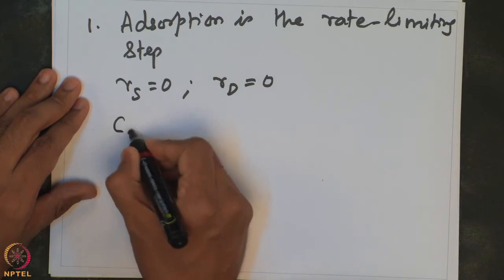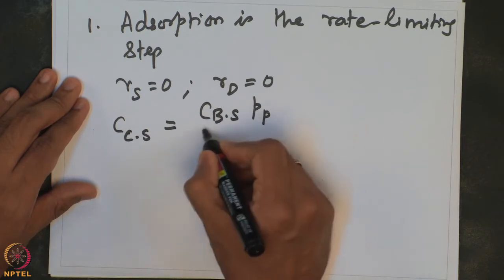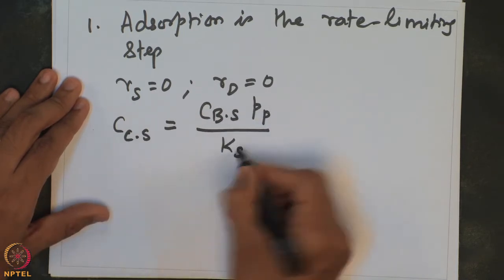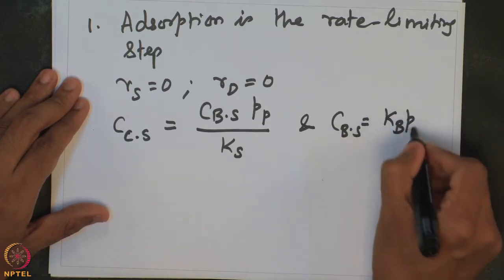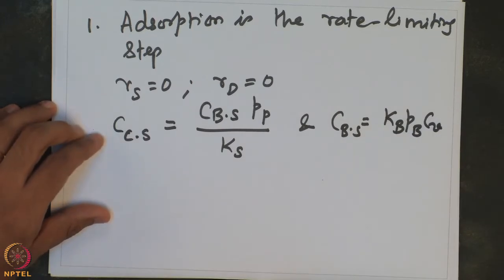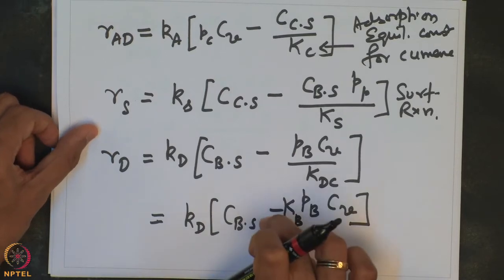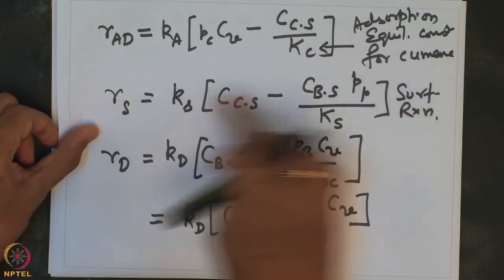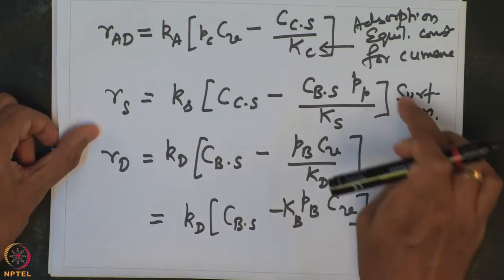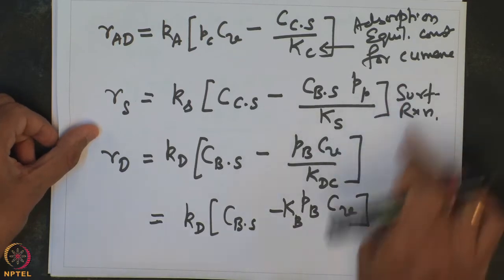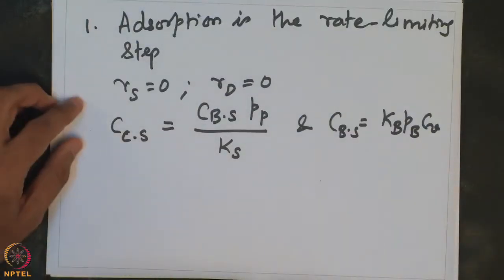then we will see that Ccs is essentially equal to Cbs times the partial pressure of propylene divided by Ks, and Cbs is equal to Kb Pb times Cv. What we have done is take these two expressions, and because these are faster steps, we have assumed that the two steps are in equilibrium and therefore the rates are equal to 0, and by assuming that the rates are equal to 0, we have essentially estimated what Ccs and Cbs are.